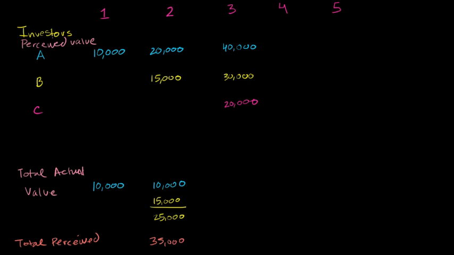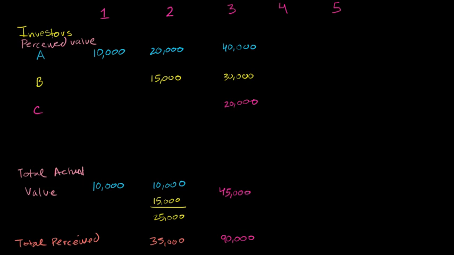Let's focus on this. So there's a perception on year 3. This guy just put in his $20,000. A thinks he's got 40,000. B thinks he has 30,000. So the perceived value here is 40 plus 30, 70 plus 20 is 90,000. That's the perceived value. But the actual value is just going to be this 25,000 we had in period 2, assuming we didn't spend the money or do anything with it, plus the 20,000 that this guy just deposited. So the reality is $45,000.